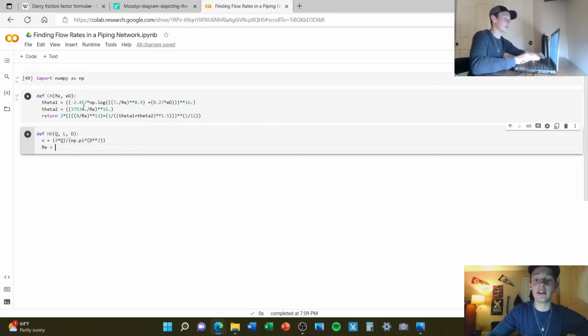Then of course we're going to need the Reynolds number, and that is going to be rho, where rho is going to be the density of the fluid that we're dealing with. And we'll multiply that by the diameter, and then of course by the velocity, and this is divided by mu, which is the viscosity of our fluid.